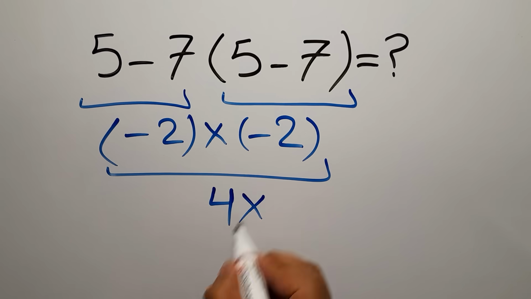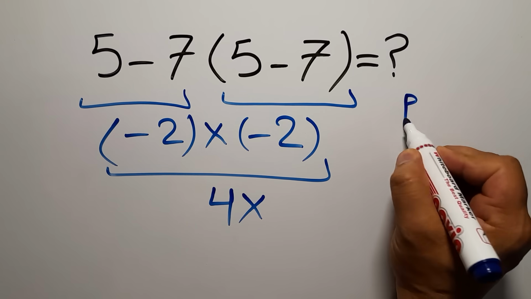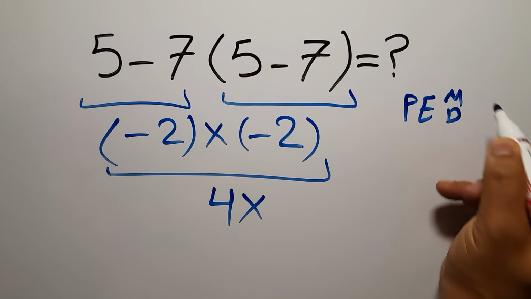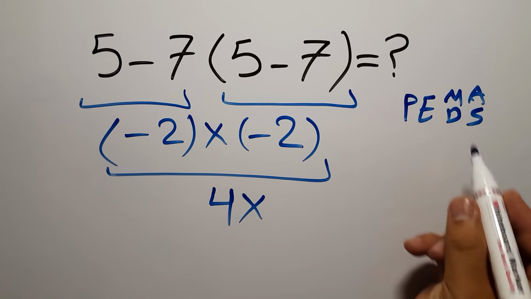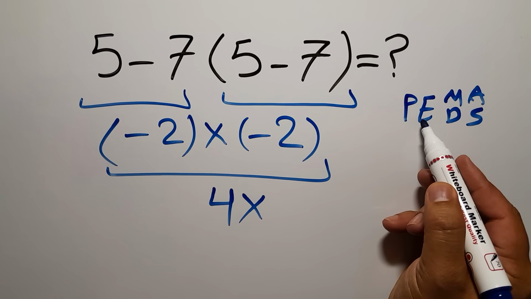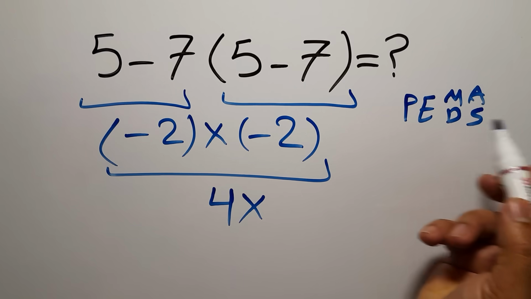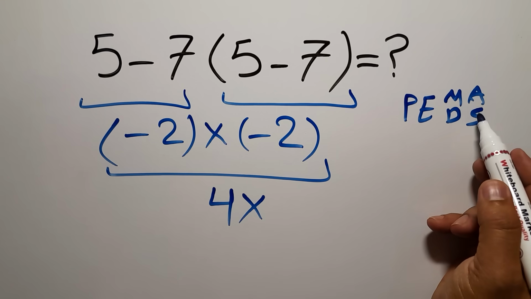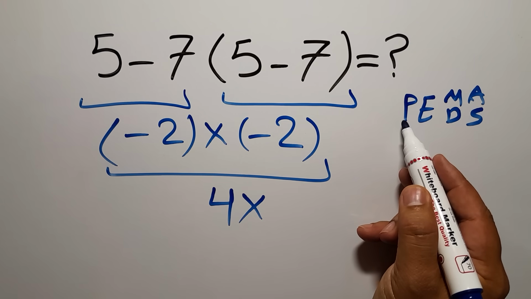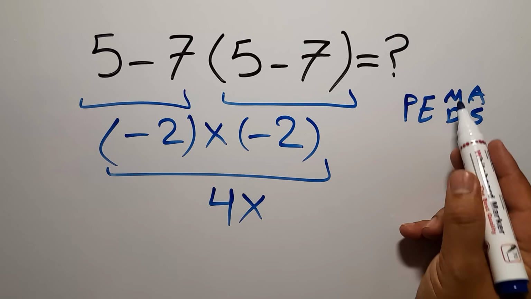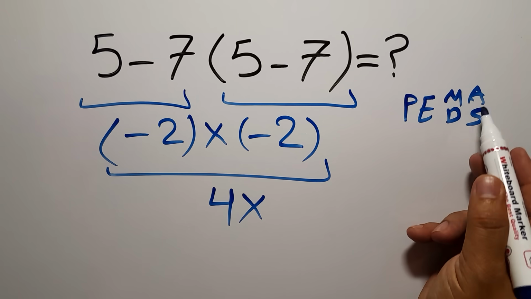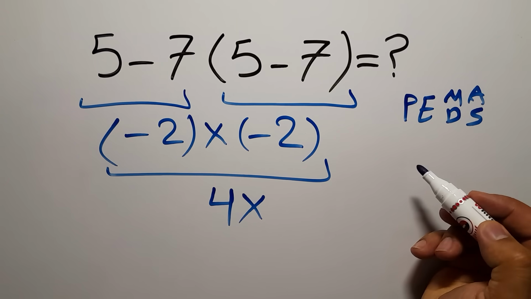But this answer is not correct, because according to the order of operations, which is PEMDAS, P stands for parentheses, E stands for exponent, M and D stand for multiplication and division, and A and S stand for addition and subtraction. First we have to do parentheses, then exponents, then multiplication or division, and finally addition or subtraction.